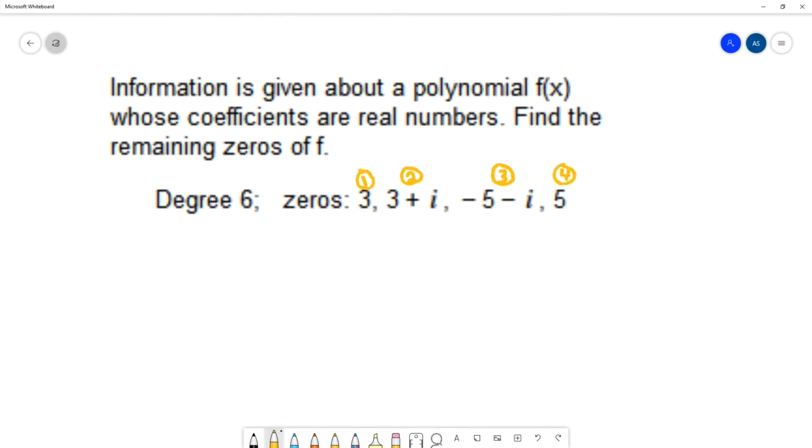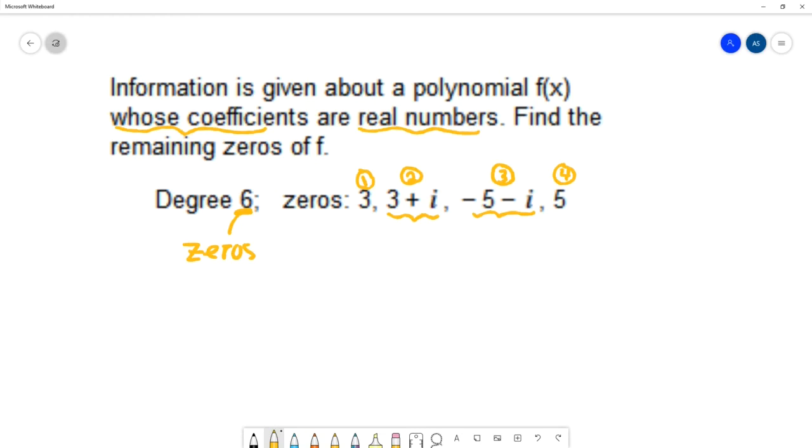So the reason why I was numbering the zeros is because when we have a polynomial of degree 6, the fundamental theorem of algebra tells us that we will have 6 zeros. So we have 4 zeros here. We have 2 more to find. Now, this polynomial has complex zeros. These two have i in them. And our polynomial has real coefficients.